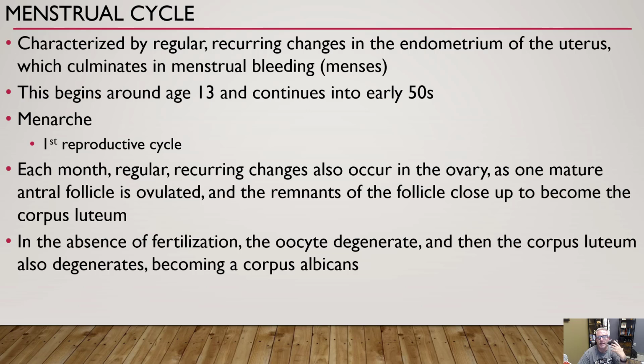As one antral follicle matures, it's ovulated, and the remnants of that follicle close up to become the corpus luteum. Now, in the absence of fertilization, that egg cell, or that oocyte, is going to degenerate, and that corpus luteum is going to degenerate as well to become this thing called a corpus albicans.